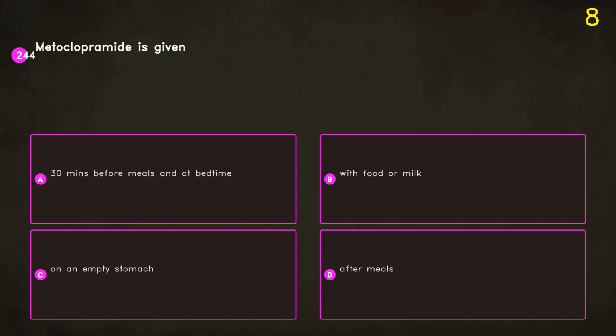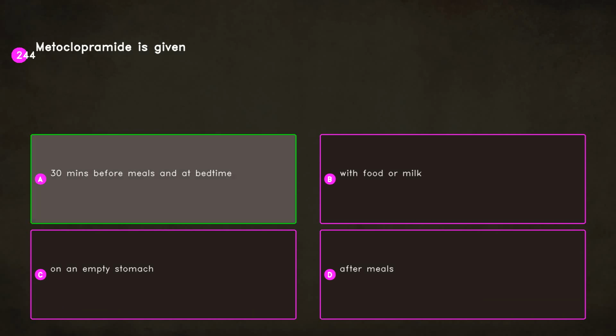Question 244. Metoclopramide is given A. 30 minutes before meals and at bedtime. B. with food or milk. C. on an empty stomach. D. after meals. The correct answer is 30 minutes before meals and at bedtime.